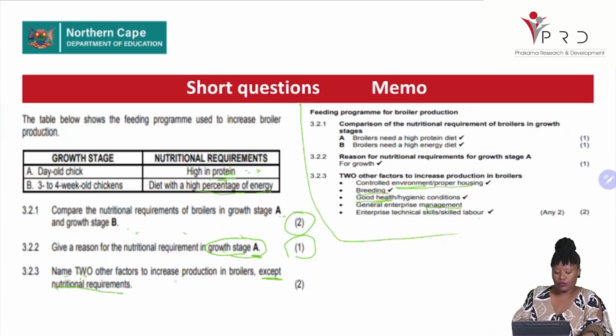Normally we talk about 4 factors to increase production. So now the focus is on broilers. We talk about food, which is already stated as nutritional requirement. We talk of environment, we talk of management, we talk of good health, and we talk about enterprise technical skills. There are skills needed when you deal with broilers.